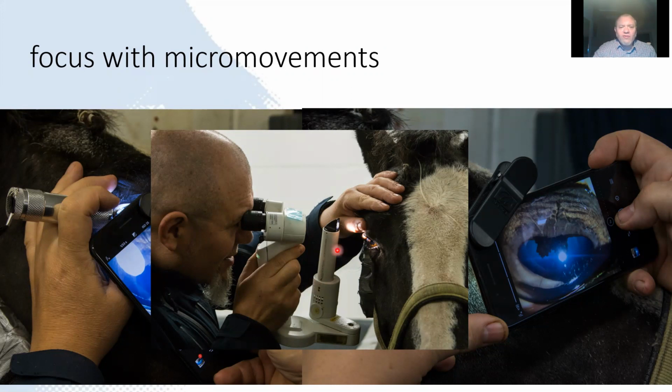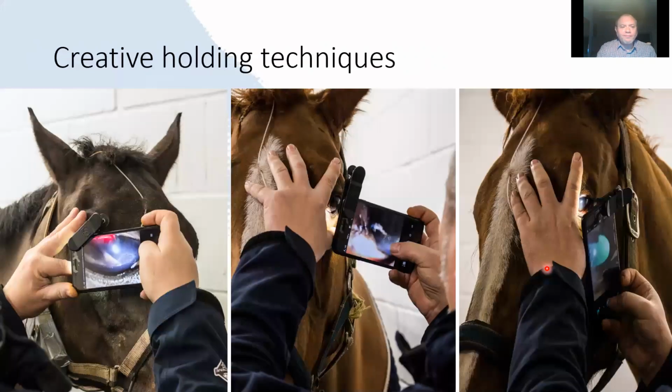So in order to focus our slit lamps, we support our slit against our hand and against the horse. That allows us to make very small micro movements to focus on the front or the back of the cornea, for example. And with our lens attachments to our phones, we can focus both on the front of the cornea and the back of the cornea by making these very small micro movements.